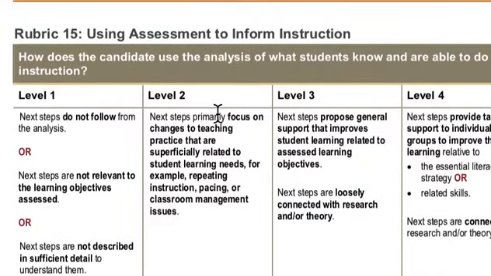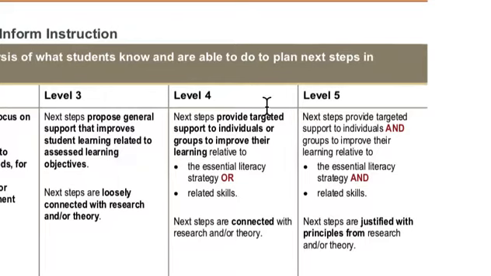Finally, 15, using assessment to inform instruction. Based on your analysis that you did earlier on, what are you going to do now going forward? Tying this to research and theory. To get to a level 5, next steps provide targeted support to individuals and groups to improve their learning relative to, again, back to the lesson plan, the essential strategy and those related skills. The major lesson goal and the sub-goals. That's how you read that. And the next steps that you're going to take are justified with research and theory.